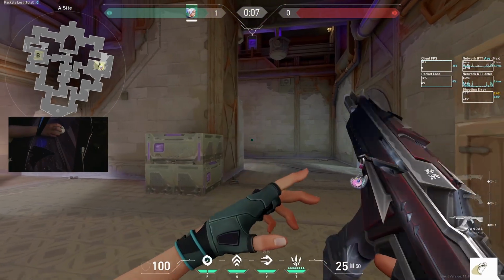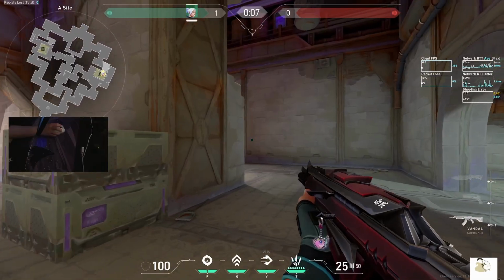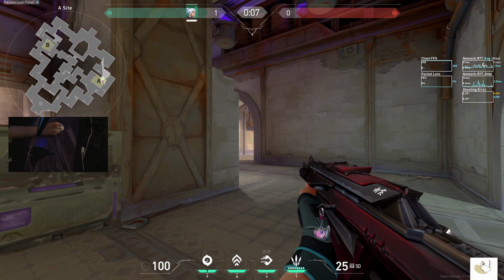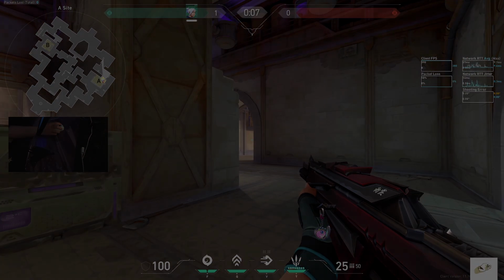So again, to recap, make sure your crosshair is away from the wall. When you're ready to peek, pre-aim and step. It should be as simple as that.